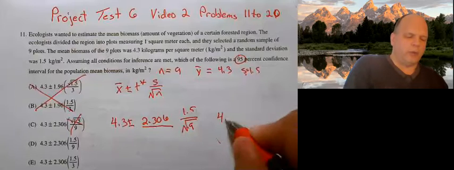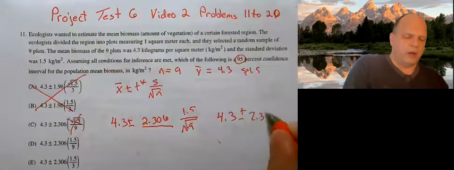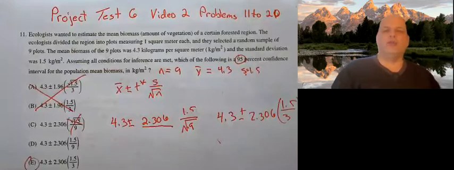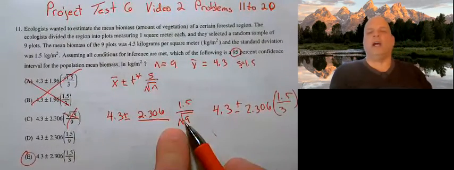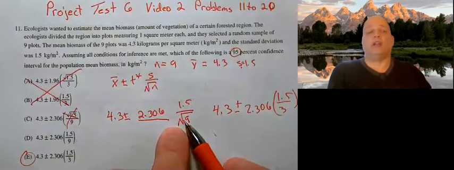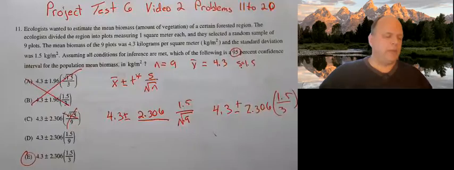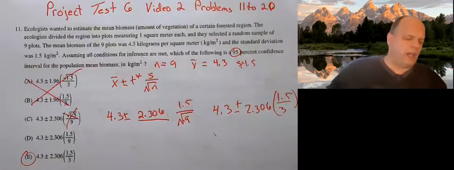So we could have written 4.3 plus or minus 2.306 times 1.5 divided by 3. And consequently, our answer is choice E. Now, the only reason I took the square root of 9 is because it's easy, and I'm sure they thought they could trick you and get you to mark this one incorrectly. Okay, so the answer to 11 is E.